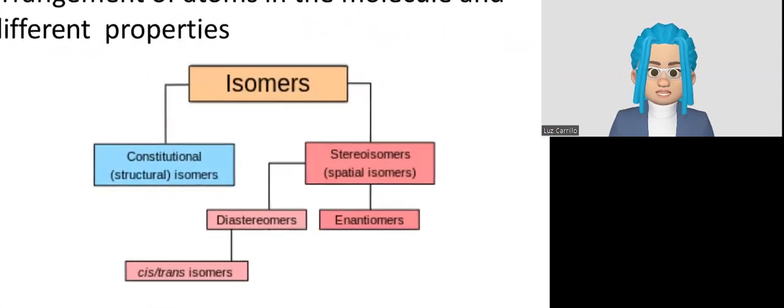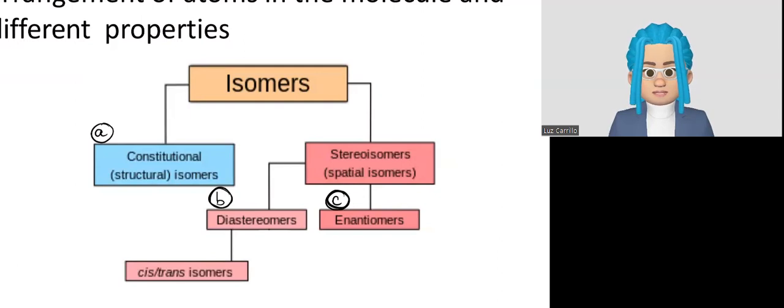When it comes to isomers, for the purposes of this class, you need to focus on only constitutional isomers, also known as structural isomers, and from the stereoisomers, only what are diastereomers and what are enantiomers. We are going to explore each one of these groups of isomers.